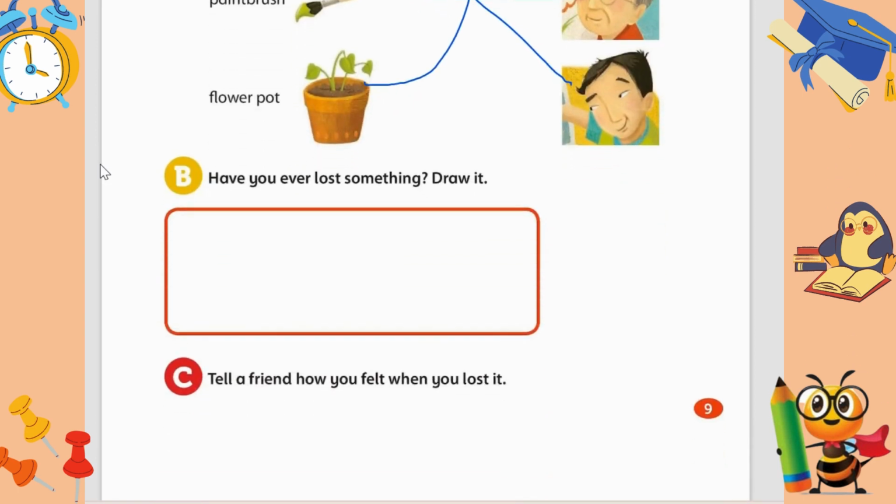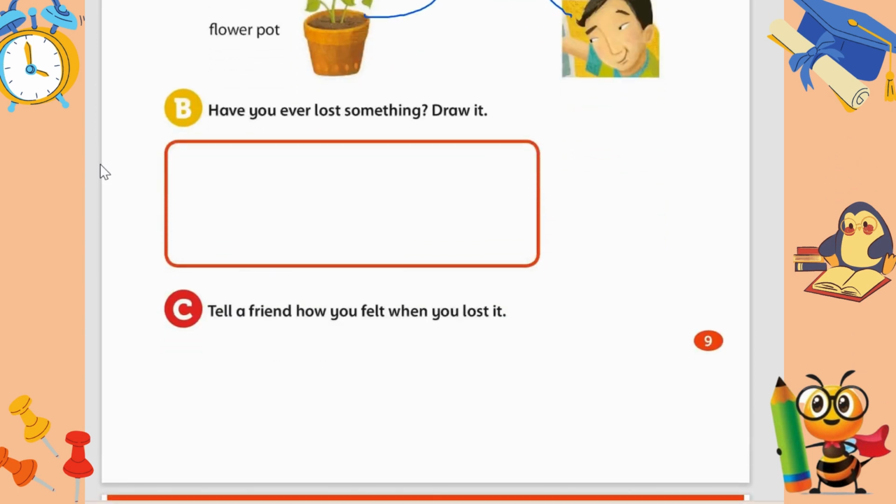Then we have, have you ever lost something? Draw it. Have you ever lost something? You can write it. Okay, so I'm a very clumsy person, and I always forget where I put my documents. So on my laptop I cannot draw the documents, but I will write it. I always lose my documents, and yes, my cell phone, it is almost every time lost. So I just write it. Later you guys can draw over here for yourself.